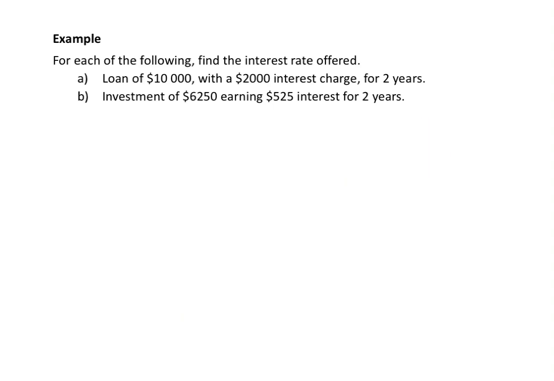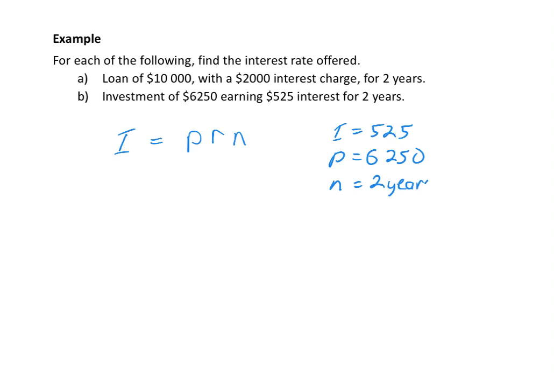So having a look at B, I want to find the interest rate offered if an investment of $6,250 earns $525 interest over 2 years. So the first step is to write down my simple interest formula. And I know my interest amount is $525. I know my principal was $6,250. I know my term is 2 years. And I want to find out what the interest rate is going to be.